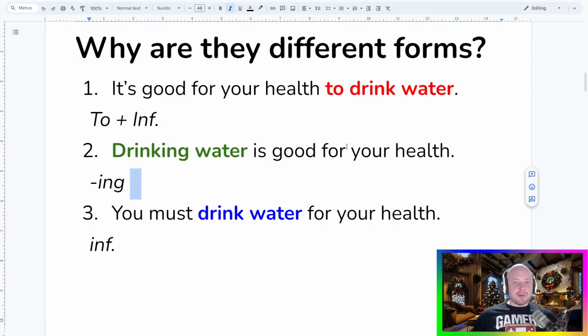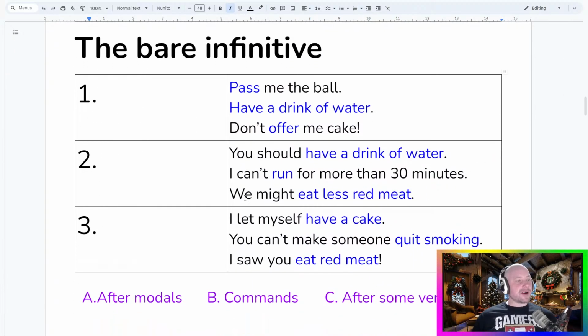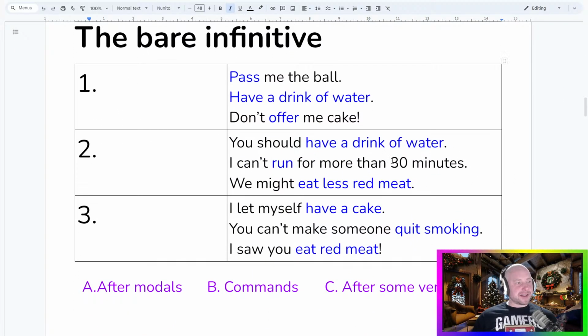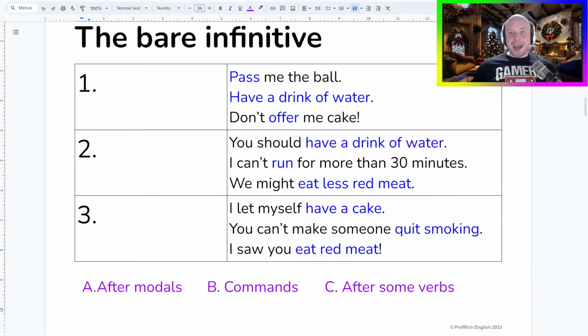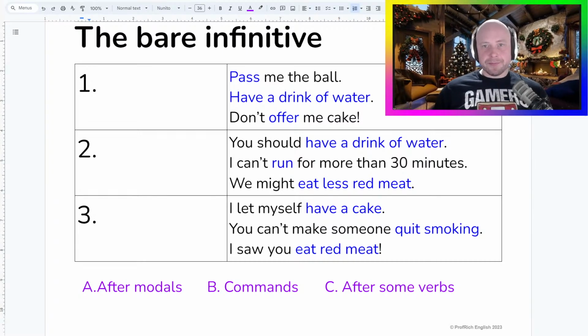So let's move on. We're going to talk about, first of all, the bare infinitive. The bare infinitive. So here we've got some examples of the bare infinitive, and we've got the reason to use the bare infinitive. You can see that the bare infinitive is just the infinitive, or the infinitive without to. That's the bare infinitive. Some people call this the base form of the verb.